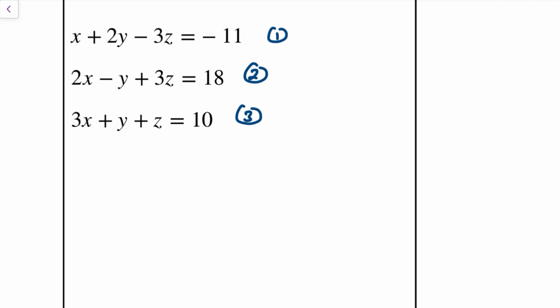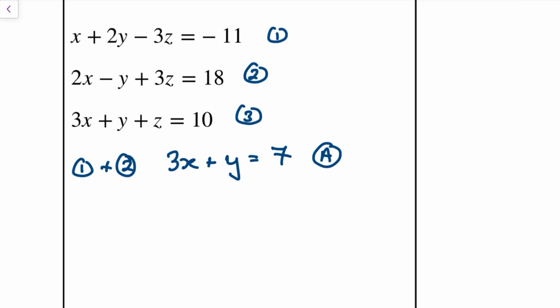So nice and straightforward. I'm just going to do 1 plus 2 because that's already in terms of 3z, isn't it? So 1 plus 2 gives me 3x plus, well, 2 minus 1 is going to be y plus y is equal to minus 11 plus 18, which is the same as 18 minus 11, which is 7. And that's going to be my equation A.